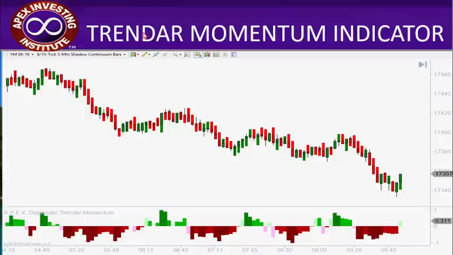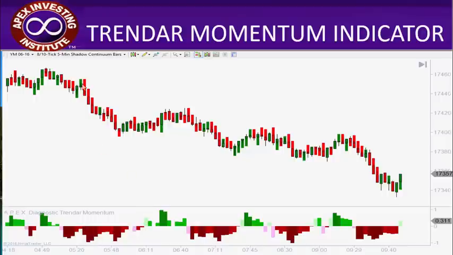Now, one other quick indicator I want to show you here. These are what we call the Trendar Momentum Indicator. It's down here at the bottom. Don't even think too hard about it. It's very simple. You see the zero line here? It's either above the zero line or below the zero line. That's it. Colors don't matter. Strength doesn't matter. It's either above or below.